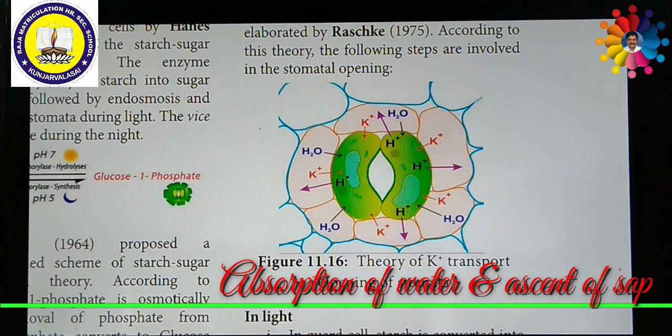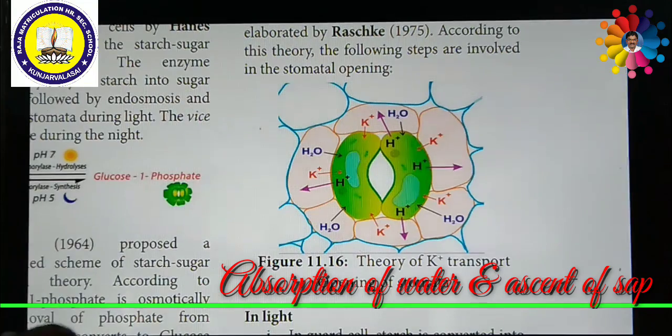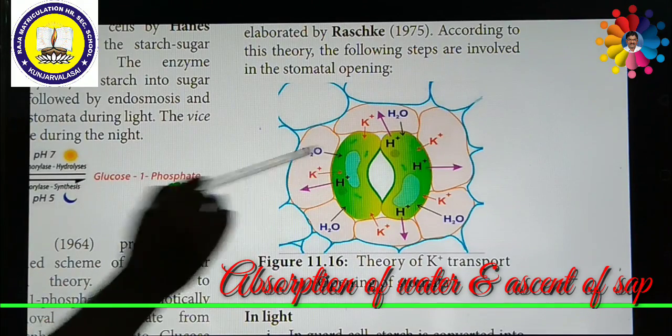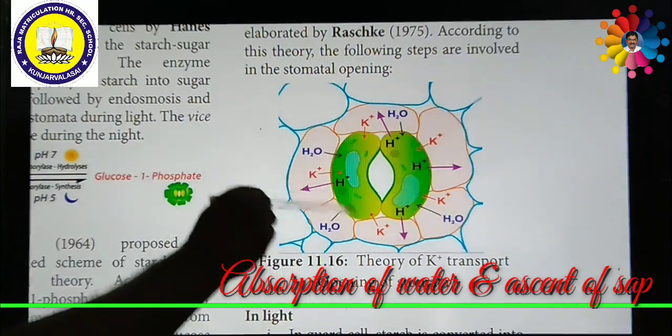Then protons are transported through the membrane into the nearby subsidiary cell. This H plus ion moves from the guard cells to the subsidiary cell. This is a positive ion, H plus ion. For the mutual exchange, potassium ion enters the cell. So the protons are transported through the membrane into the nearby subsidiary cell with the exchange of potassium ions, K plus ion, from the subsidiary cell to the guard cell. This process involves an electrical gradient and is called ion exchange. This ion exchange is an active process, utilizing ATP energy which is present during respiration. So this process is continuous, and potassium ion increases in the guard cells.